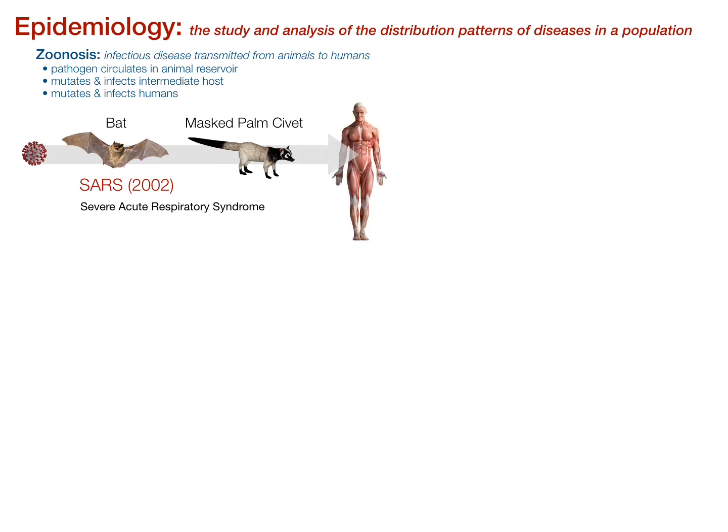SARS came onto the scene in 2002, severe acute respiratory syndrome. It's a coronavirus. Its original reservoir was in bats. It then mutated and jumped to masked palm civets, a type of large Asian cat, before mutating again and jumping to humans.